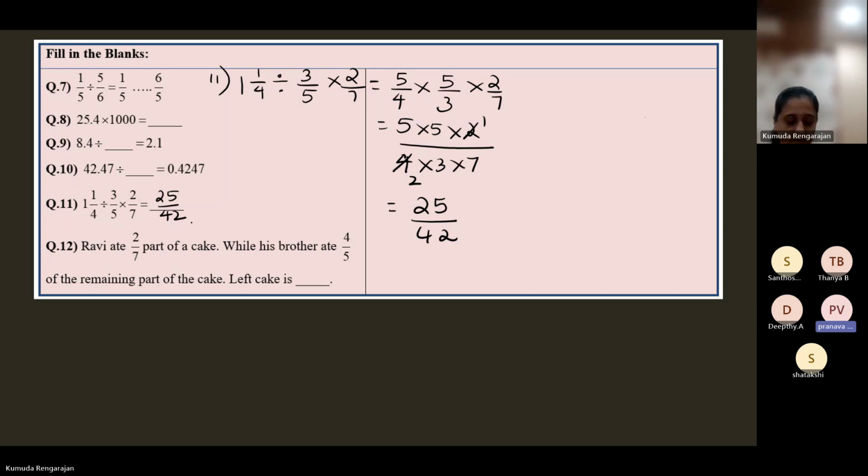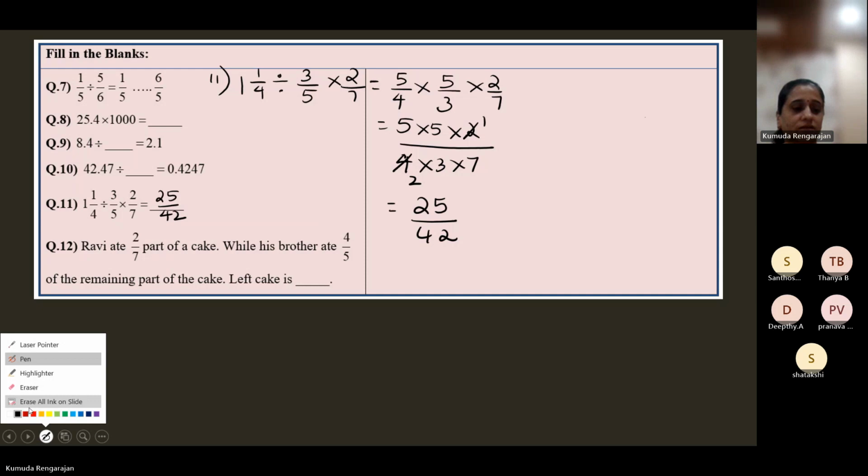Yes, ma'am. Ma'am, I have a doubt in the second step, so can you repeat it? You want me to repeat the explanation? Yes, ma'am. Ma'am, I left it like that because you can't reduce it. Yes, right. Correct. You cannot reduce it any further. 25 by 42. Yes, Pranava, we'll do it again. Okay, ma'am.